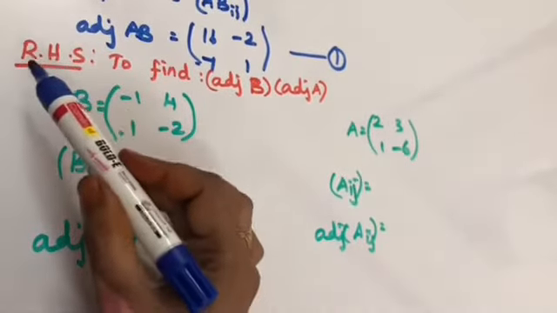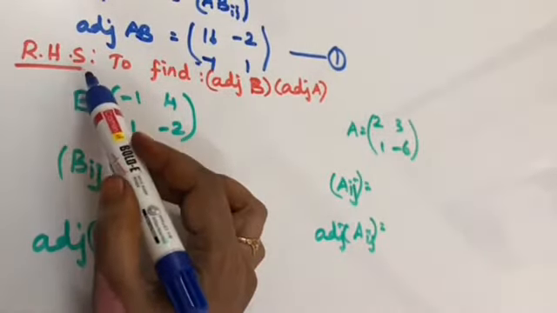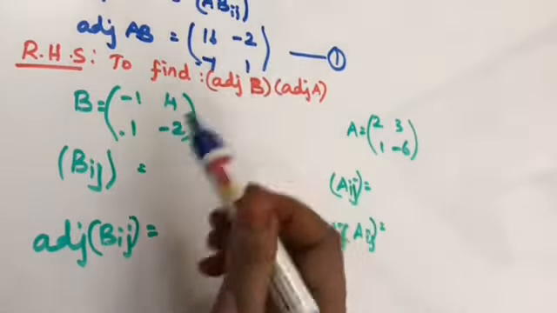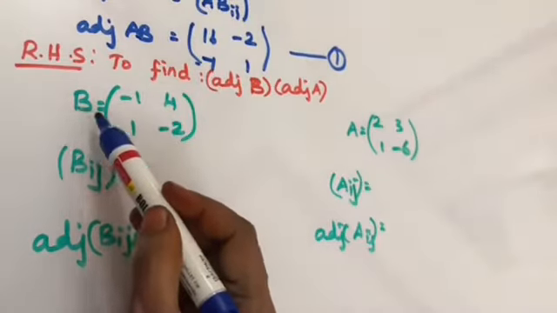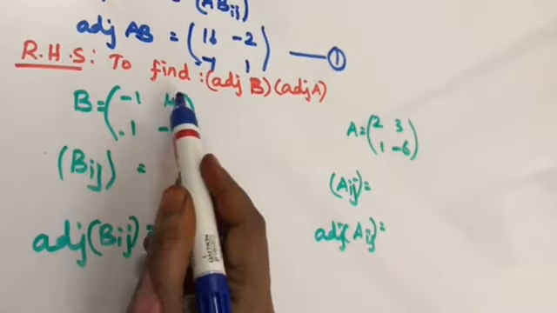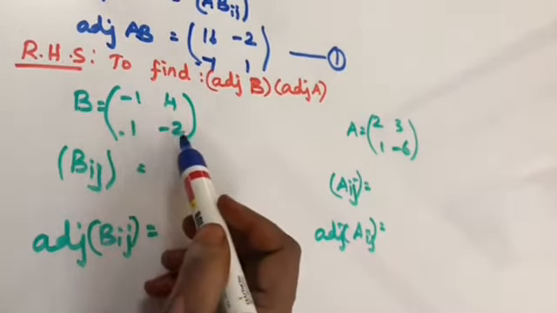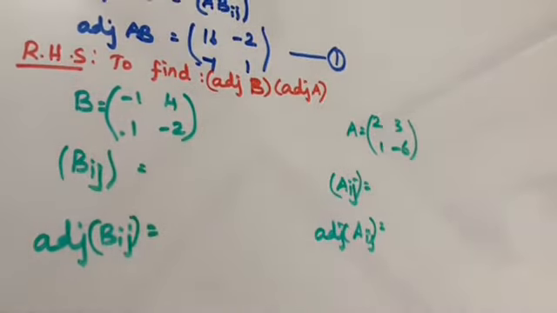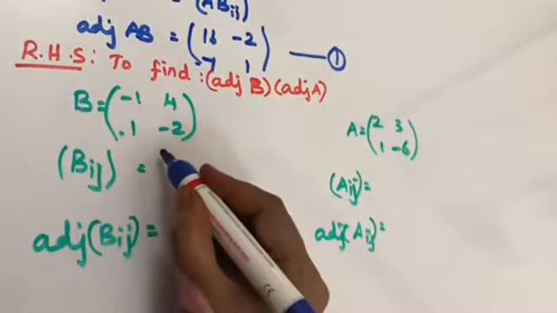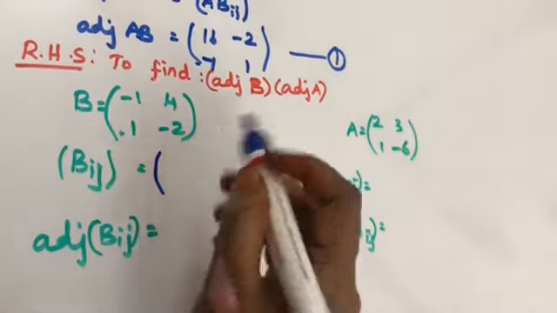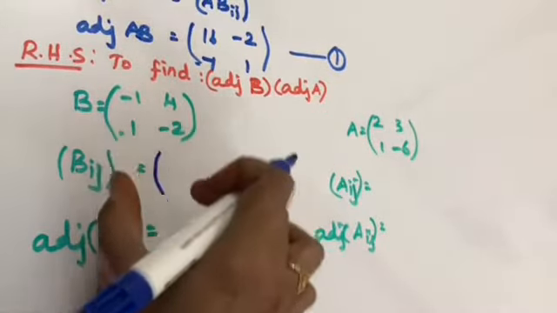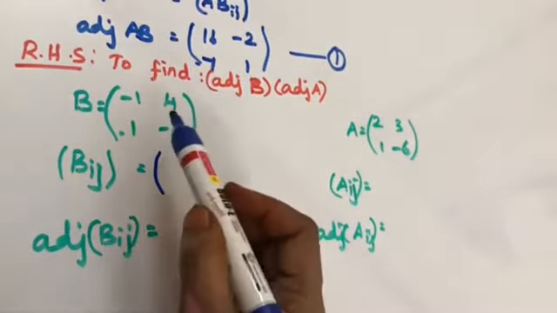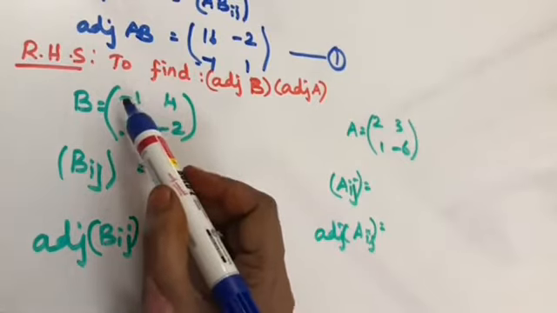So now we have to prove the right hand side. We have to find adjoint B into adjoint A, the product. For that, first we are writing the matrix B: minus 1, 4, 1 and minus 2. It is the matrix B. Now shall we write the cofactor matrix Bij? If you want to write each and every term separately, you can do it, or else you can write it directly. We have done so many problems in that.